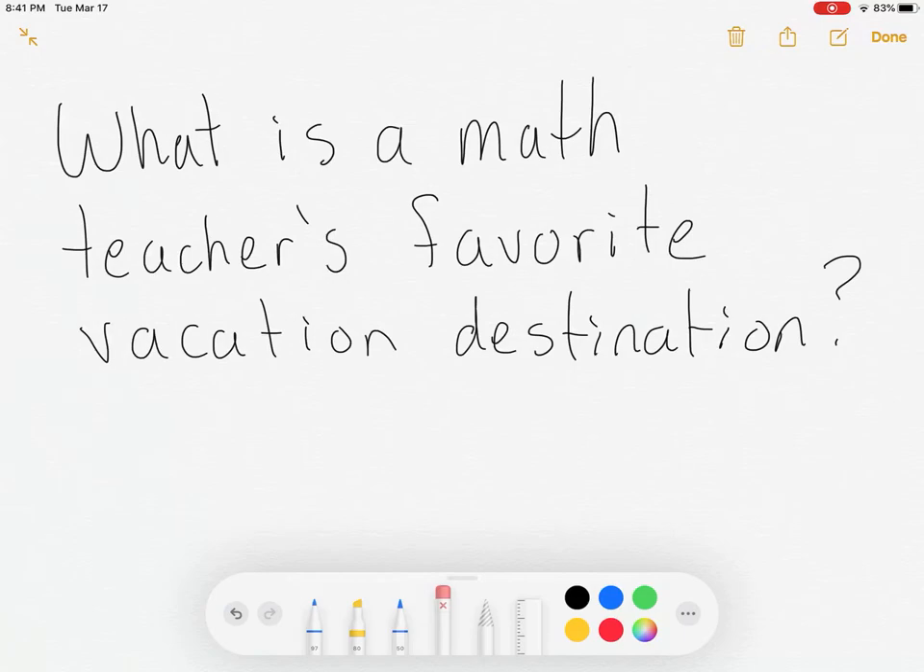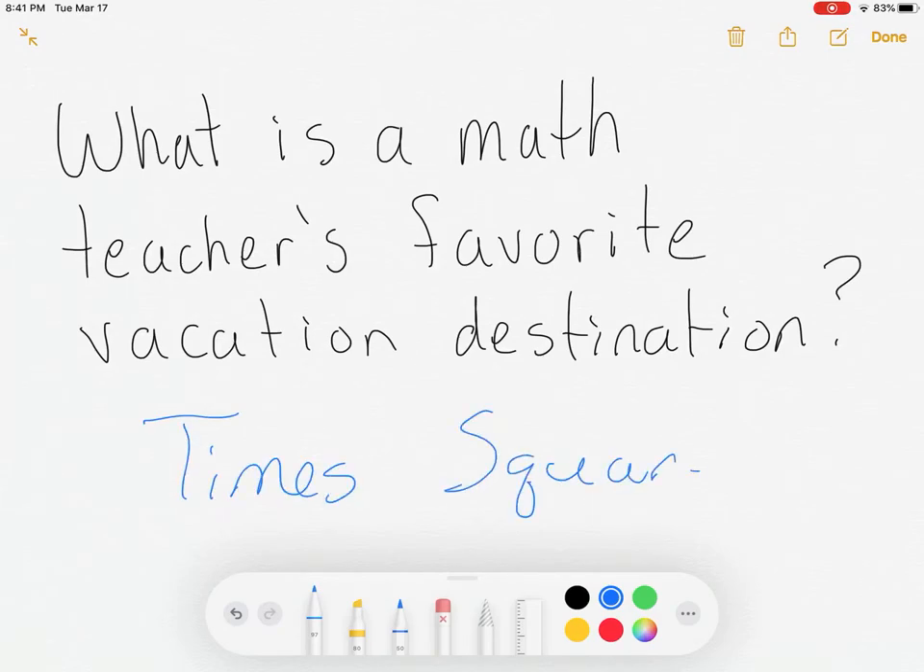I'm going to start with a joke. What is a math teacher's favorite vacation destination? Ready? Times Square.